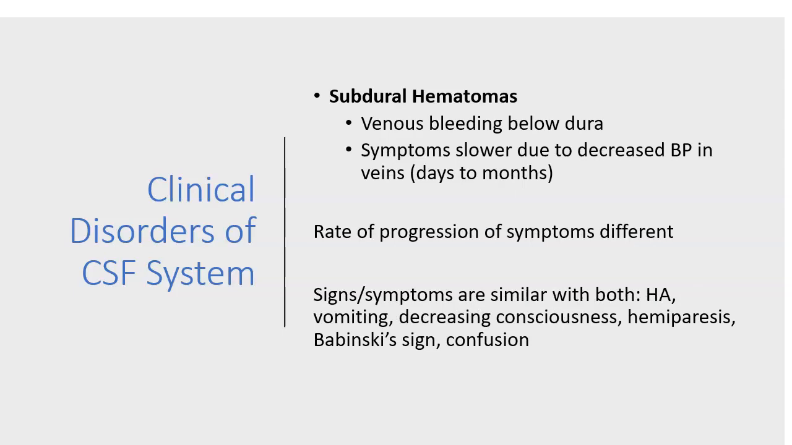Slightly different presentation with a subdural hematoma. Now, because it's below the dura, that's where we have venous blood, right? And as we know, veins are under lower blood pressure, so the symptoms tend to take a little longer to show up. The symptoms here are slower due to the decreased blood pressure in the veins. A patient may fall and not see symptoms for days to months. So the rate of progression of the symptoms is different, but most of the symptoms are really similar.